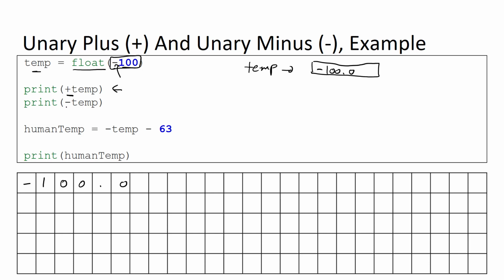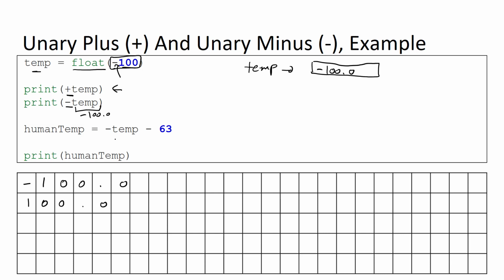And if you print minus temp, temp contains minus 100.0, so minus the number negates it, and negating the negation gives you back the positive. So this is going to give you the value 100.0.